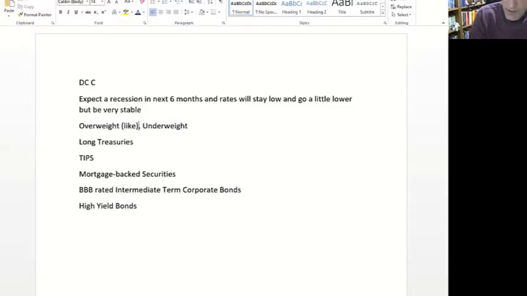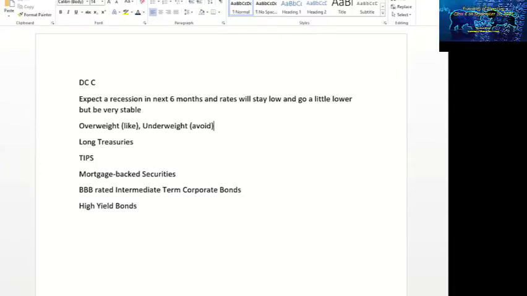Underweight means you want to avoid it some. All right. So if you normally have 10% of your portfolio in long-term treasuries, would you rather go to 15%, which is overweight, or 5%, which is underweight? Okay. So you can use those terms if you like. I don't need to know how much you want underweight or overweight, but if you want to say, I want the overweight TIPS or I want the underweight TIPS, that's all I need.